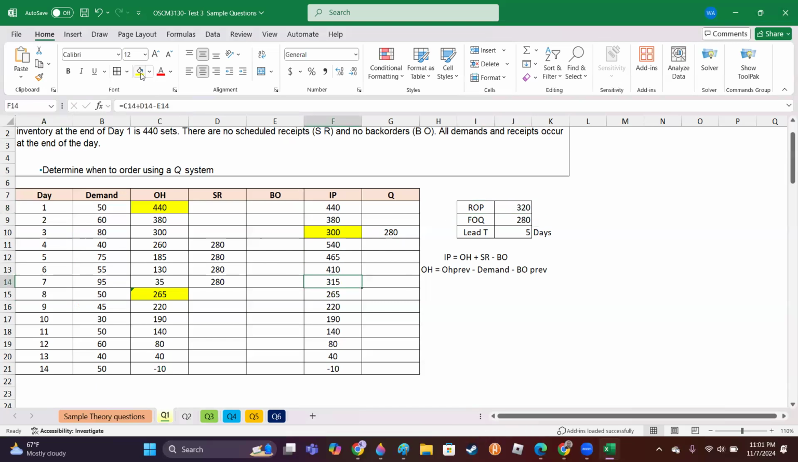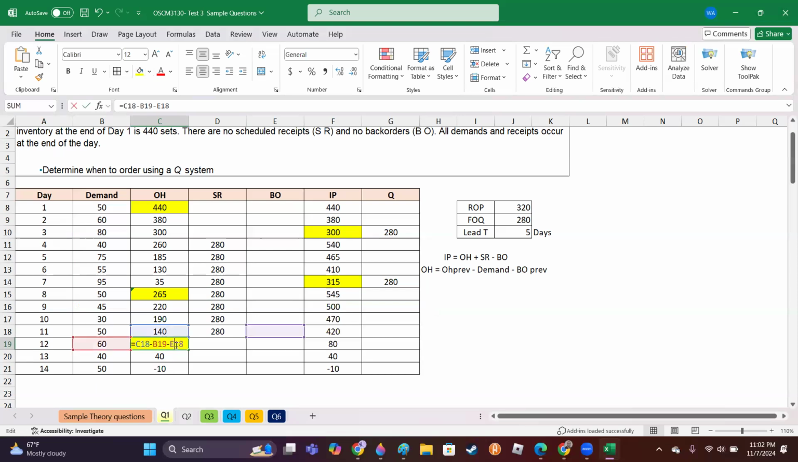And we drop down to 315 on day 7. So I know here again I need to place an order. And the order is going to be placed for 280 units. And as soon as I do that, it becomes a scheduled receipt for the next few days, right? 280, 280, 280, 280. And since we place this order on day 7, 7 plus 5 days of lead time means we're going to receive it here on day 12.